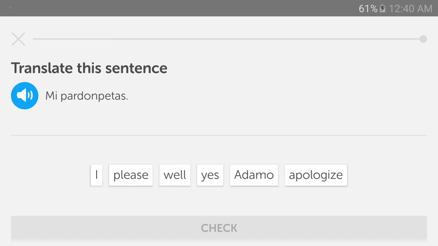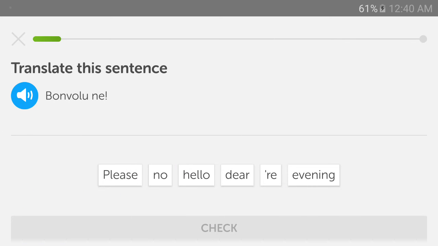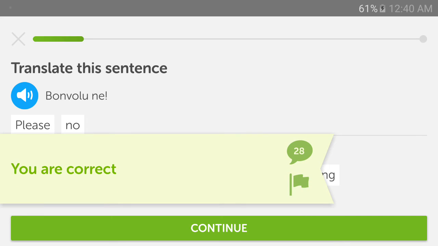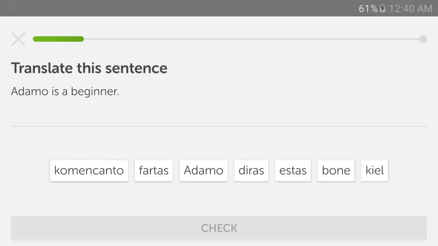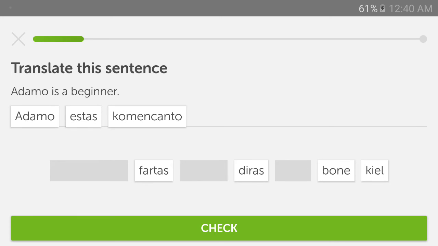Weakest words. Mi pardonpetas. That is, I apologize. Bonvolu ne. That's weird. I guess that means please no. Adamo estas... Oh, is a beginner. I was about to just read it in Esperanto, even though it wasn't written in Esperanto. Adamo estas komencanto. The anto suffix means one who is, a doer of it. Komenci is to begin, to start. So komencanto is one who begins, a beginner.